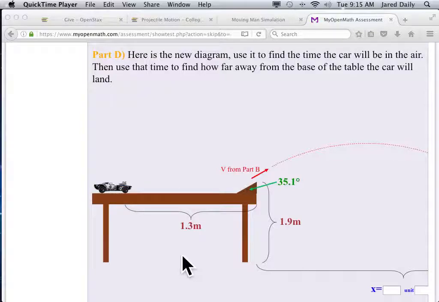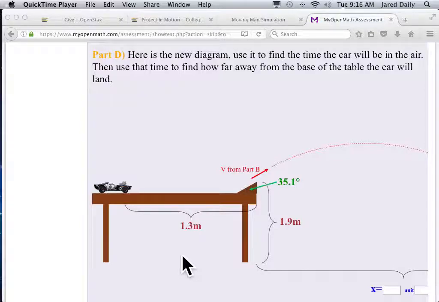V sine theta. Right? X dimension and y dimension. In the x dimension, we know that our Vx0 equals V cosine theta. We also know that our initial position, x0, we'll call that 0.